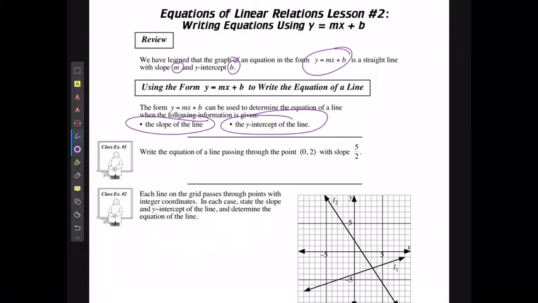So, if we're writing the equation of a line passing through the point (0, 2), and anytime that x is 0, the y value is going to be the y-intercept, with a slope of 5 over 2, I'm just going to say y is equal to 5 over 2 x plus 2.